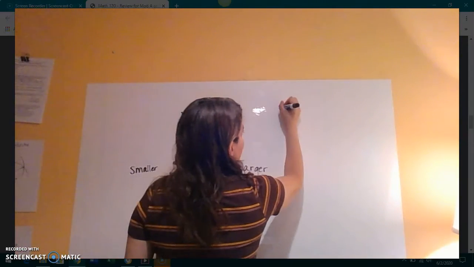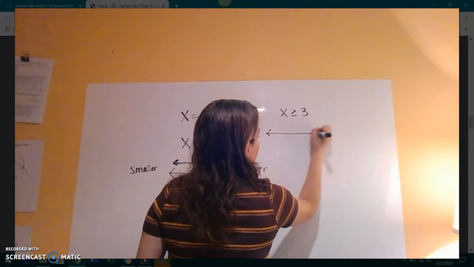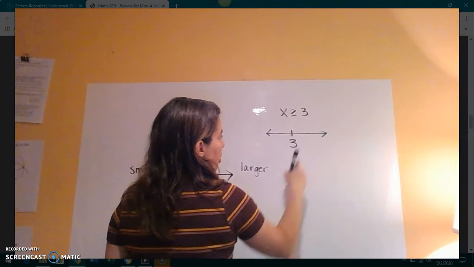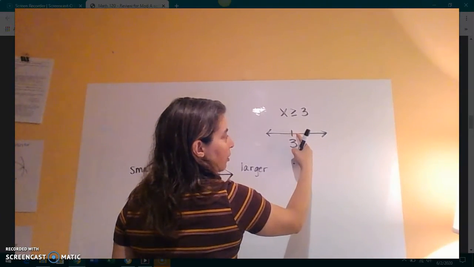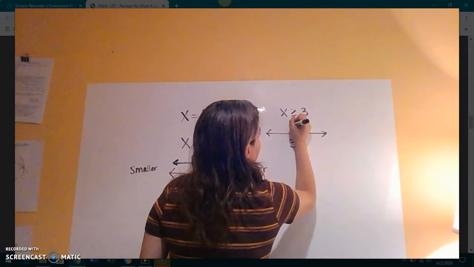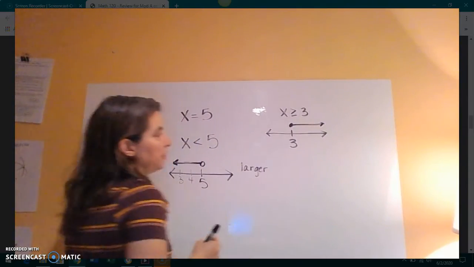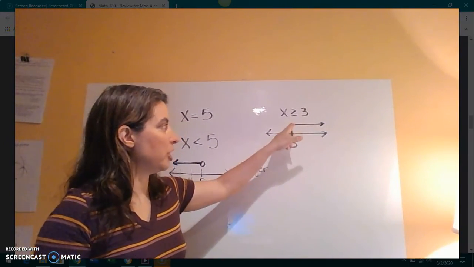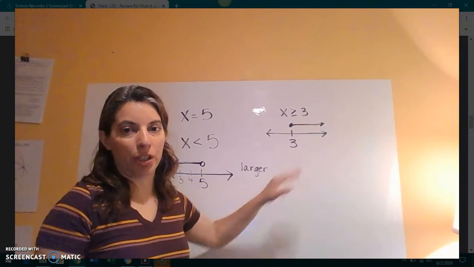Now let's say I have a different one. Let's say I have x is greater than or equal to 3, and I want to graph this. Well, there's my 3. Greater than 3 is up here. Again, I can't start at 4 because even 3.00001 is greater than or equal to 3. So I am going to put my circle, and I'm going to color it in this time. It's part of the shading. So anything that's shaded is a solution to this inequality. So that includes the actual number 3.